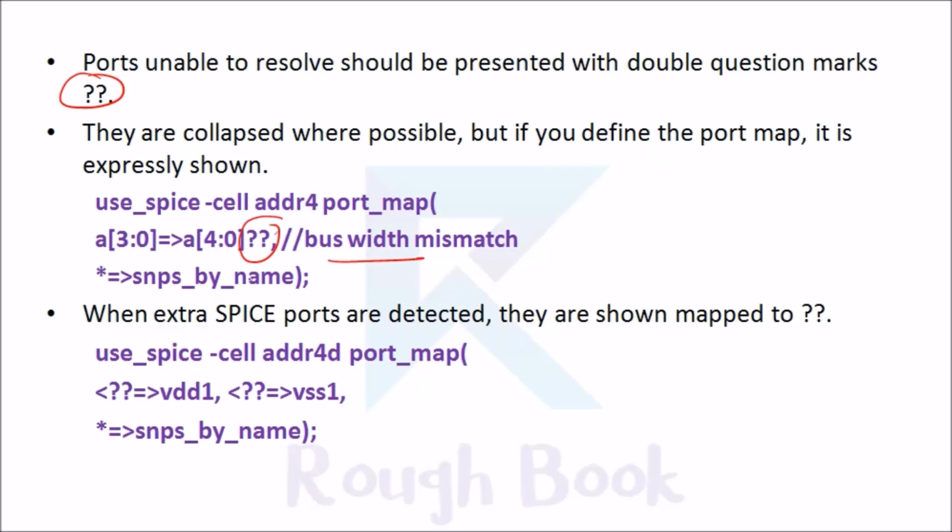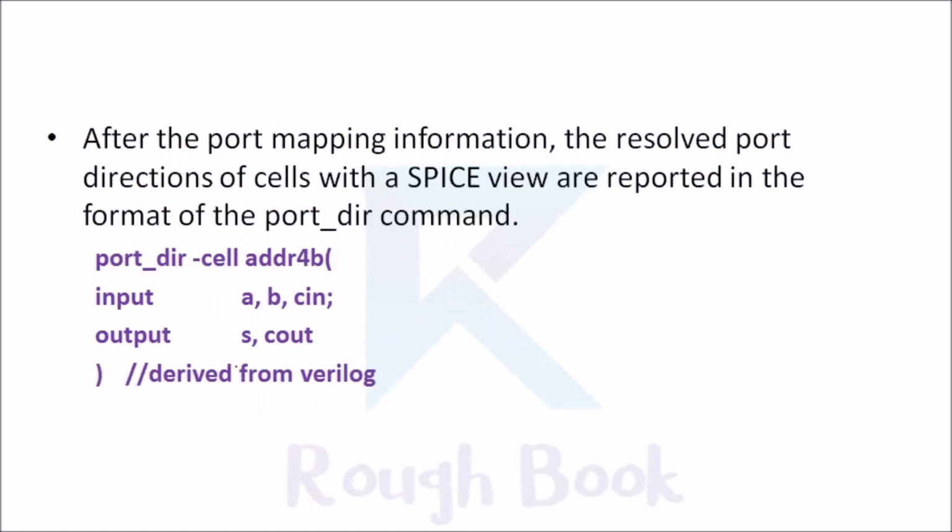When extra SPICE ports are detected, they are shown mapped to this. So when there is an extra port, it is shown mapped to this, and again we use the double question mark.